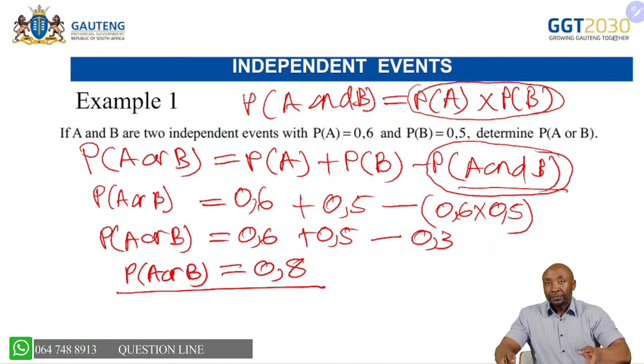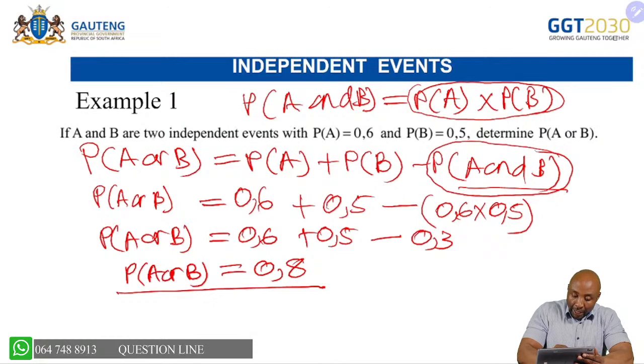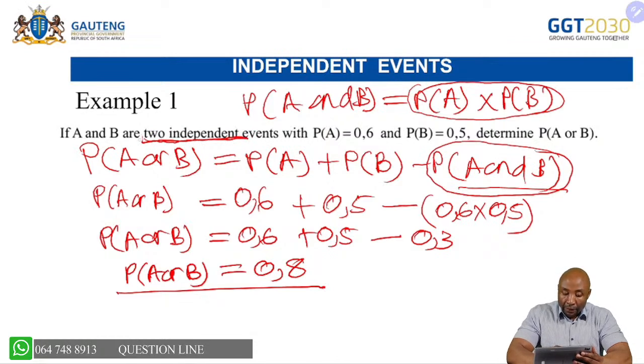In an exam, this question can come. If A and B are two independent events, given the probabilities, determine the probability of A or B. So we underline the word independent there. Sometimes the examiner will change and say, if A and B are mutually exclusive events, calculate the probability of A or B. We'll know what to do next. So we'll move on to the next example.